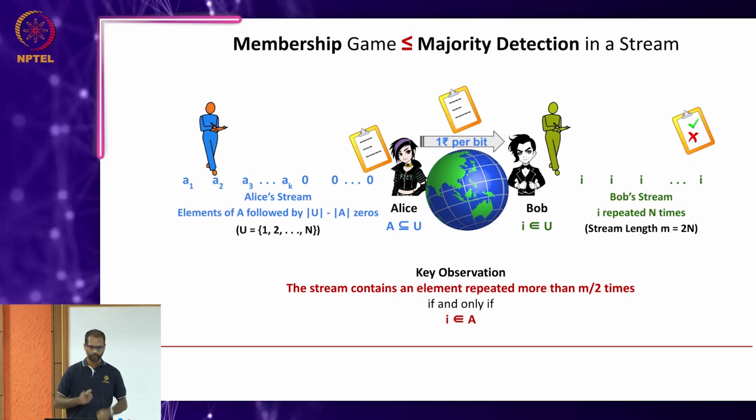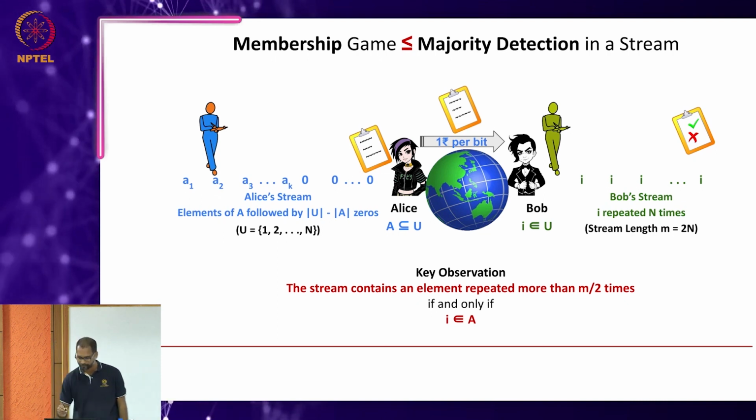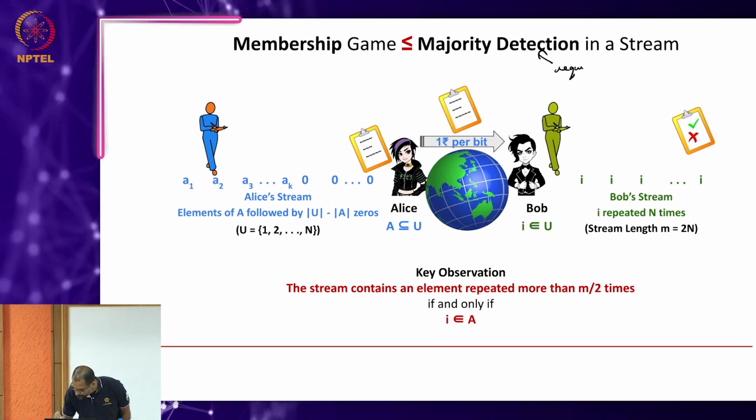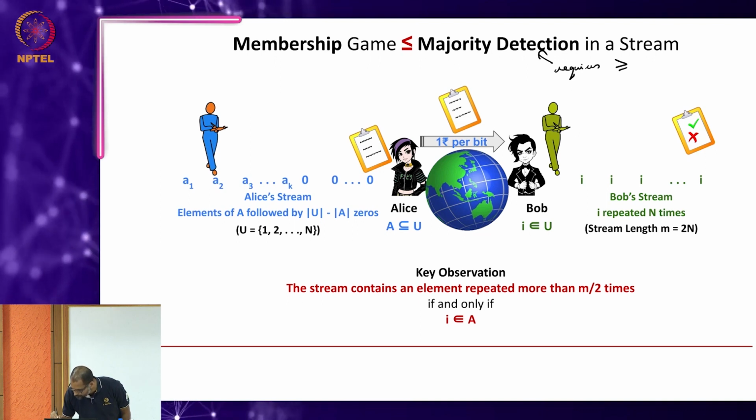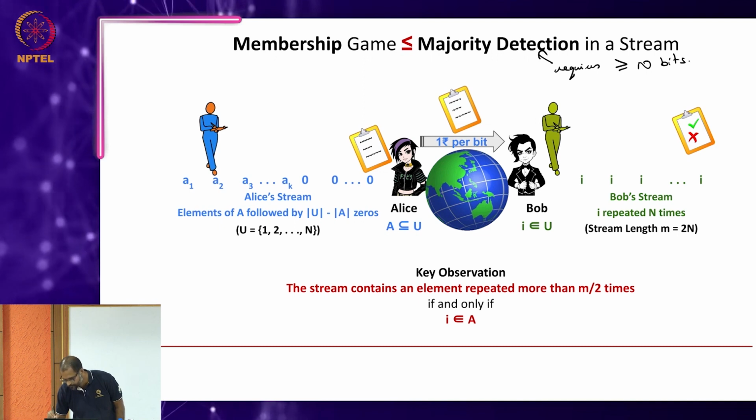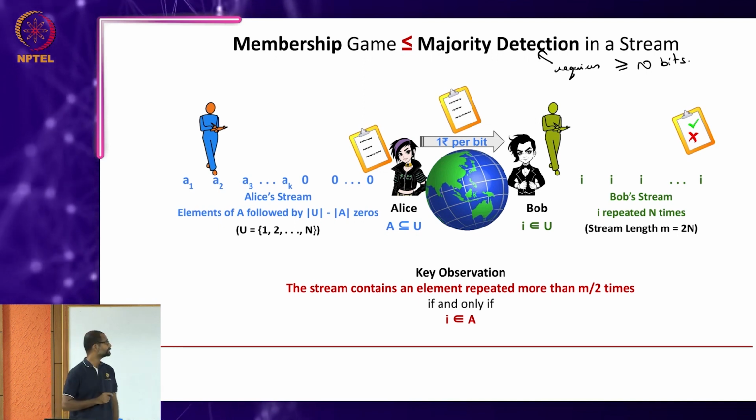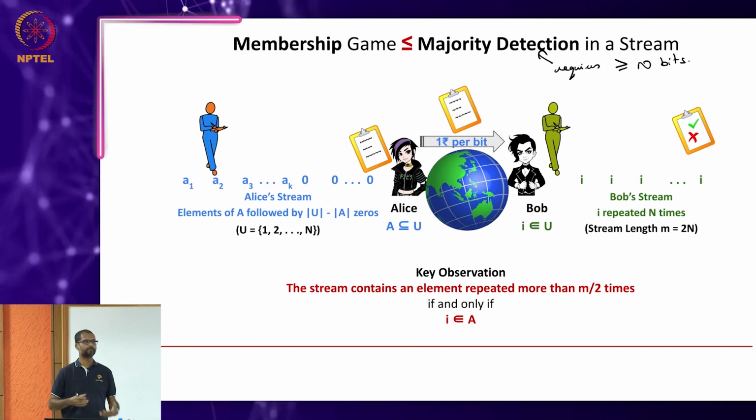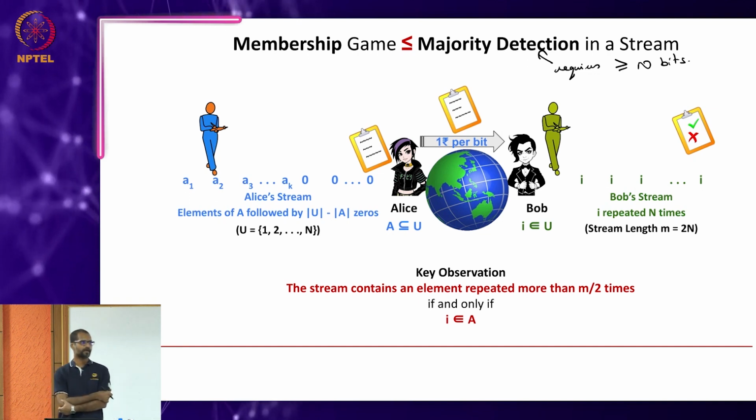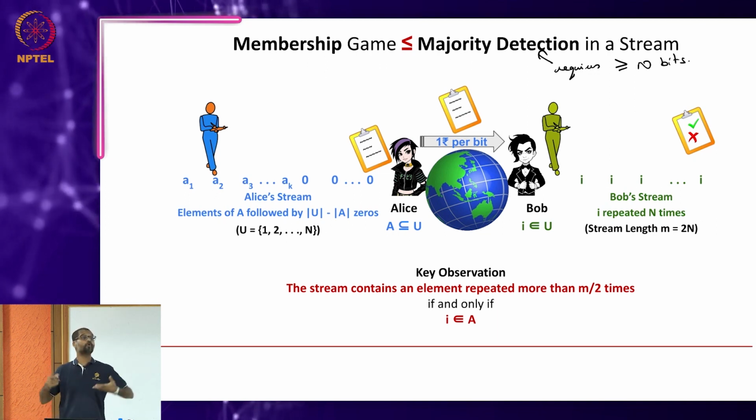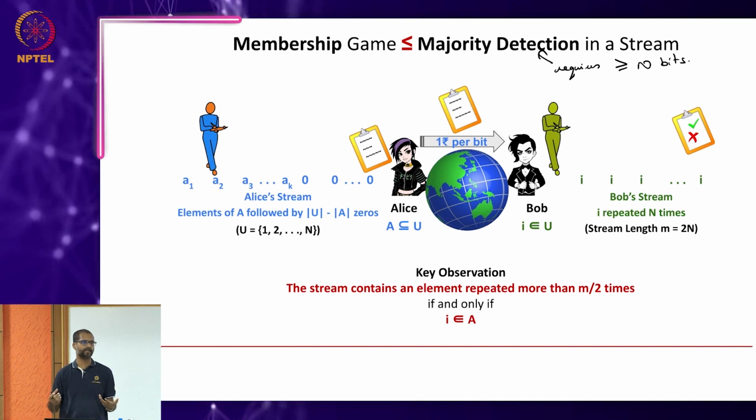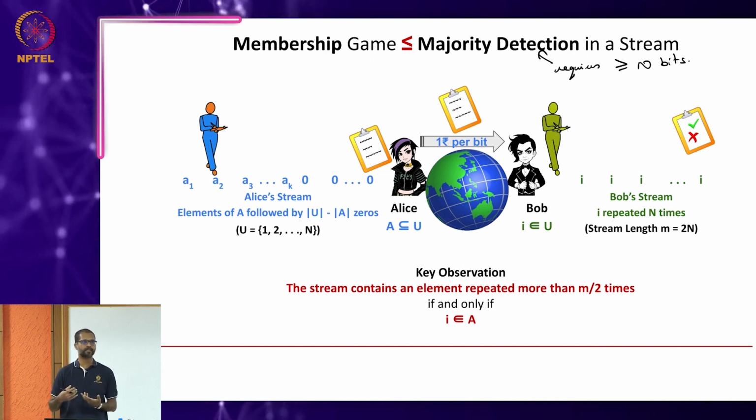Why? Think about it. I am going to claim that it requires at least n bits, using the dark side of reduction argument. How would the argument go? Suppose there was a streaming algorithm which had a storage which was less than n. This is how any proof by contradiction will start, right?